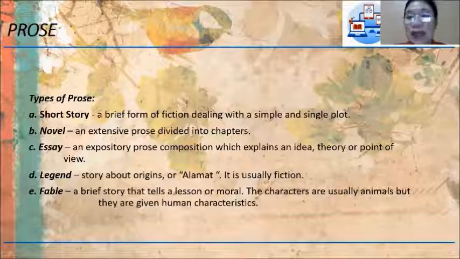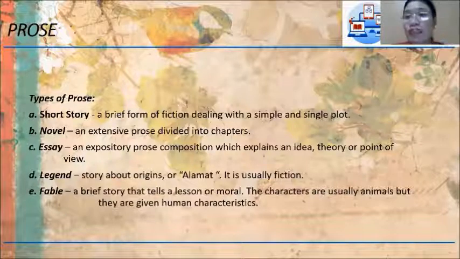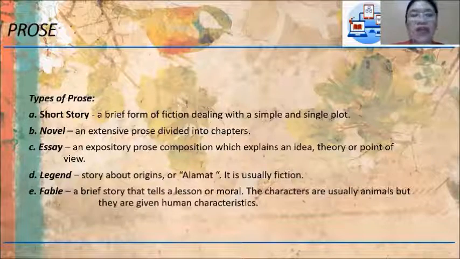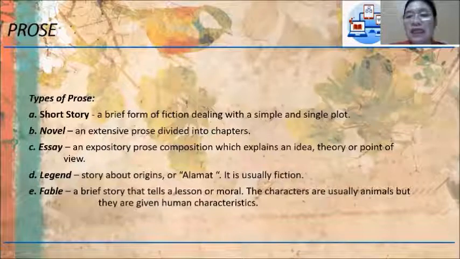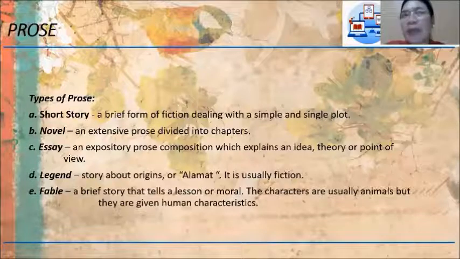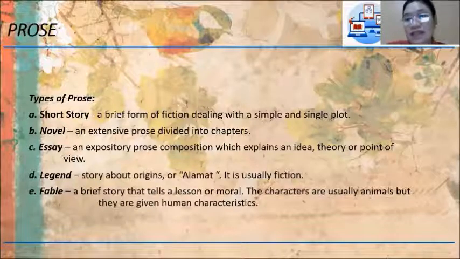The next one is legend. Legend is alamat. An alamat is a story of origin. It is usually fiction. So the famous story of Piña is an example of legend. Why is it that pineapple has so many eyes? What was the origin of that? And then the story of fish. Why do fish have scales? So the legend of fish.